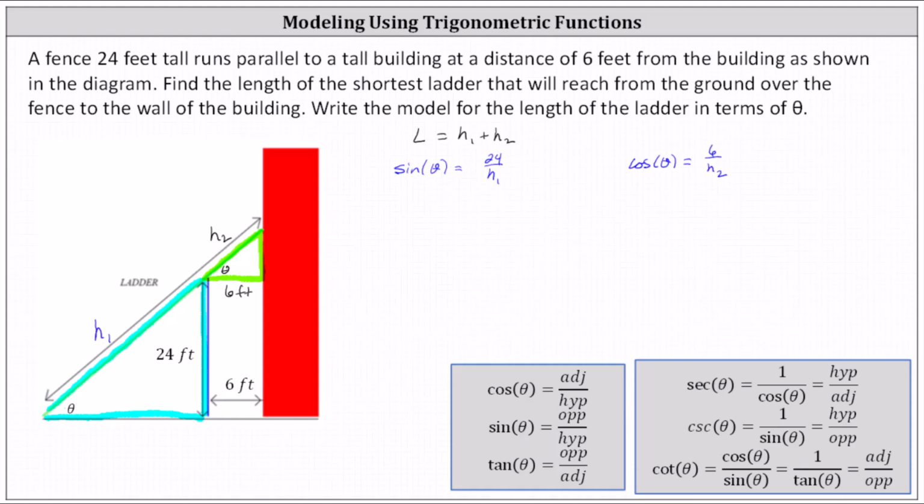And now we solve the first equation for h sub 1, the second equation for h sub 2, and then again the sum of h sub 1 and h sub 2 will give us the length of the shortest ladder.